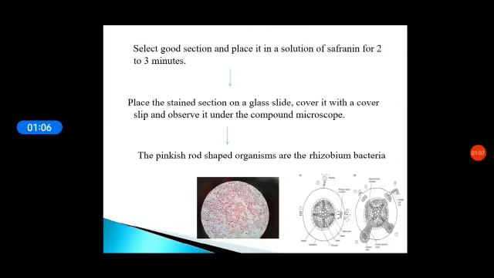Then select the good section and place it in a solution of safranin for 2 to 3 minutes. Here safranin acts as an indicator. Then place the stained section on a glass slide. Cover it with a cover slip and observe it under the compound microscope. Then we would be able to see pinkish rod shaped microbes under the microscope as shown in the following diagram. And these are the rhizobium bacteria.